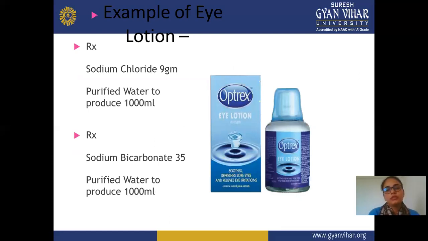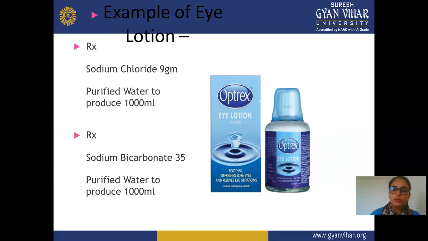An example of an eye lotion is sodium chloride eye lotion. The active ingredient in this lotion is sodium chloride, and the concentration of sodium chloride is 9 gram, with purified water to produce 1000 ml. This is for a capacity of 1000 ml, and there is only 9 gram of sodium chloride in 1000 ml. It is a concentrated form, so you should dilute this formulation.